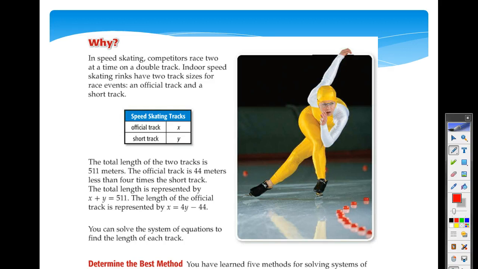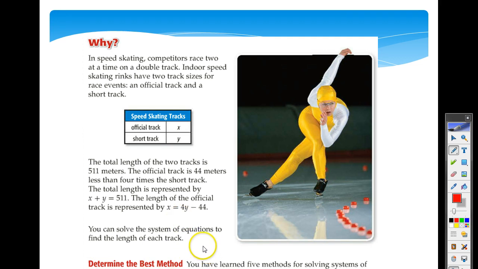Okay, so speed skating tracks, if you put X for official track and Y for short track, the total length of the two tracks is 511 meters. The official track is 44 meters less than 4 times the short track. The total length is represented by X plus Y equals 511. The length of the official track is represented by X equals 4Y minus 44, because they said it was 44 meters less than 4 times the short track. You can solve the system of equations to find the length of each track.